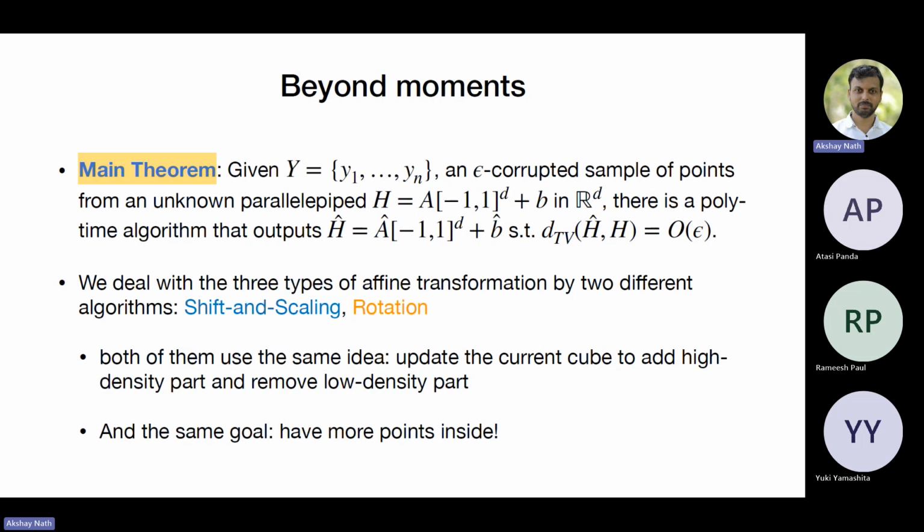Our algorithm has two parts. The first one deals with the shift and scaling case, and in this case we assume there is no rotation so we can focus on shift and scaling. The second one focuses on rotation, assuming that we already have the mean and covariance. Both of these algorithms use the same idea: we update the current cube to get more points in the cube.